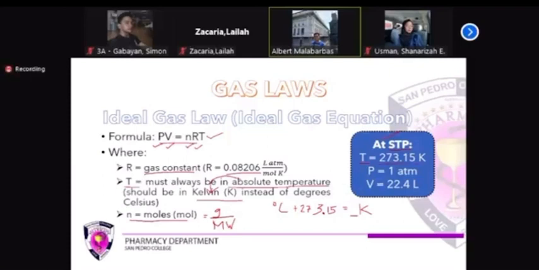So 273.15, pressure is at 1 atm, and standard temperature and pressure happens at a volume of 22.4 liters. So yan siya for ideal gas law.